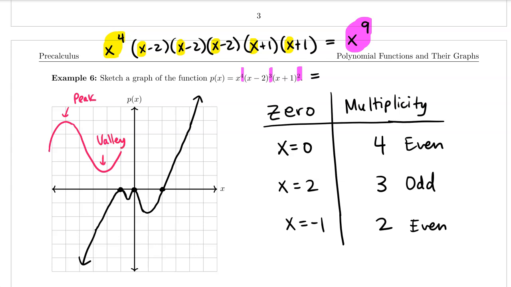So again, you might be asking, how do I know how low to draw my valleys or how high to draw my peaks? I don't know. I'm just giving my best guess because right now we don't have the tools from calculus.